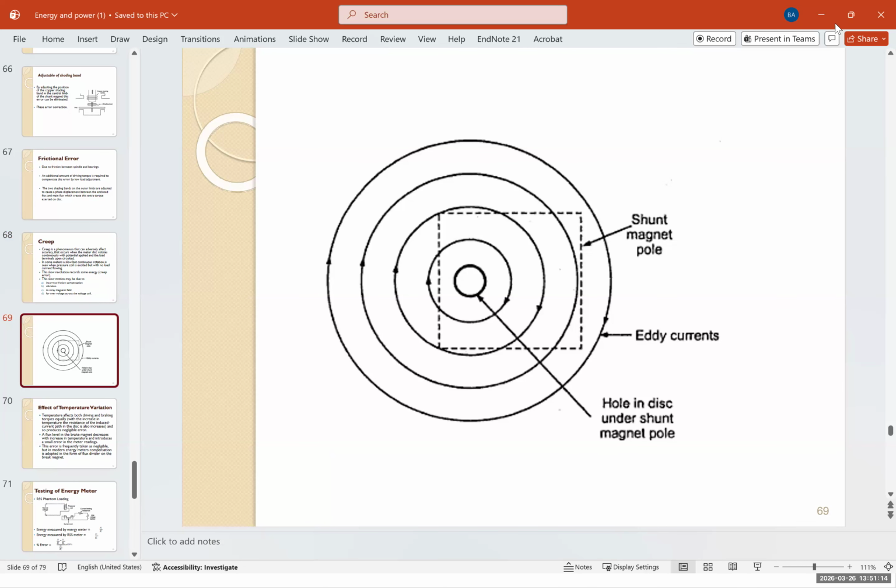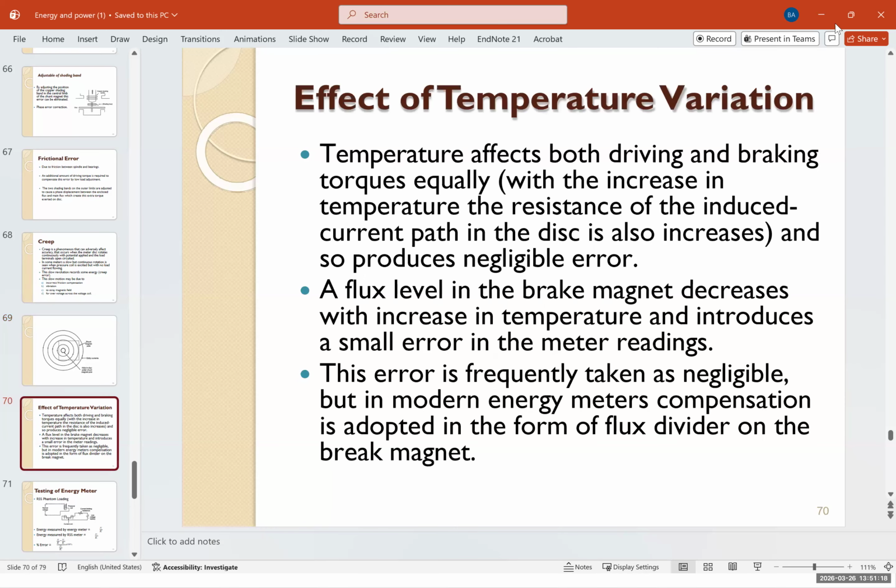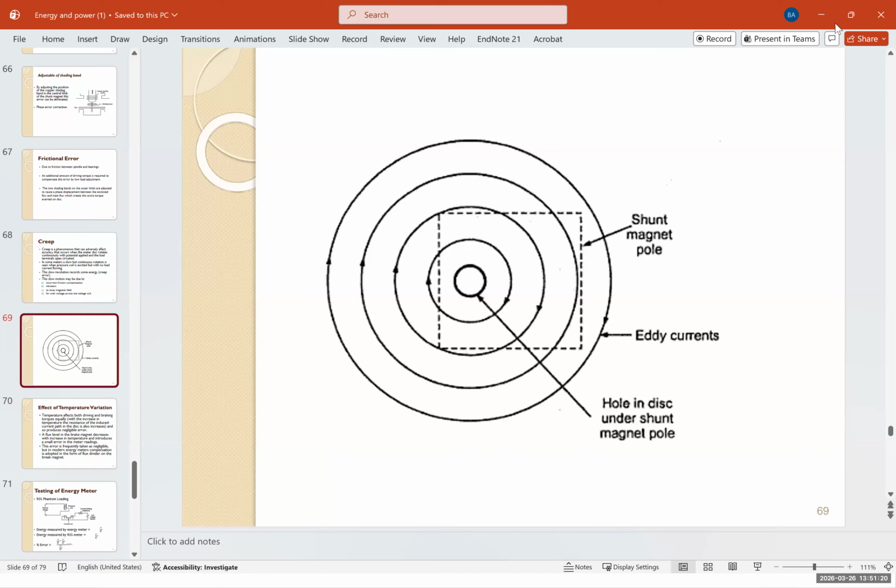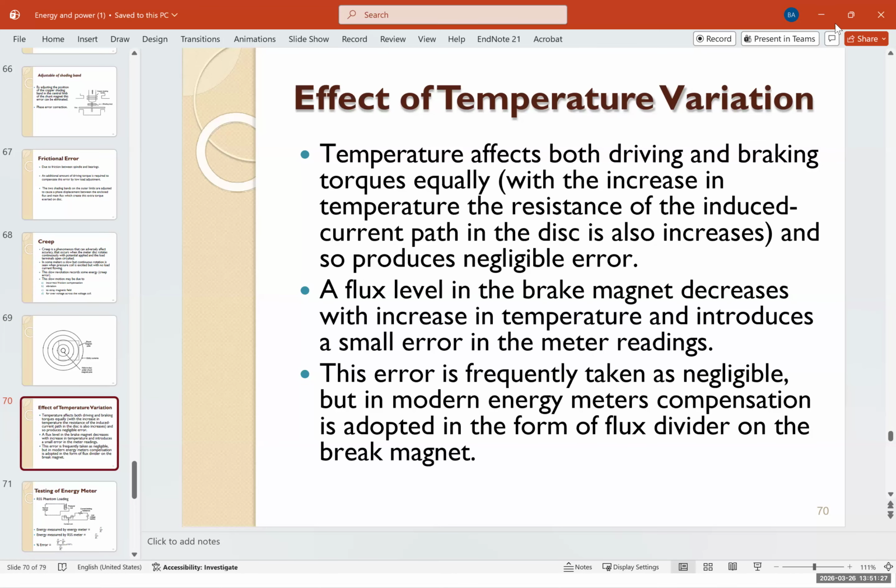And this shows the shunt magnet pole, the eddy currents, and the disc under the shunt magnet pole, from the top view. By applying extra brake, you can get rid of the creep. So it's a delicate balance between not creeping and also the friction not preventing it from moving.